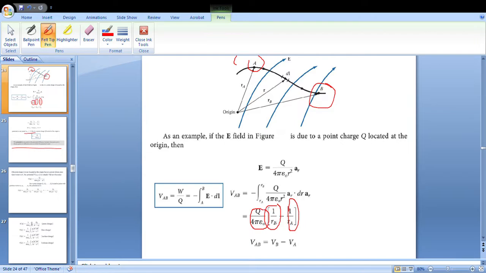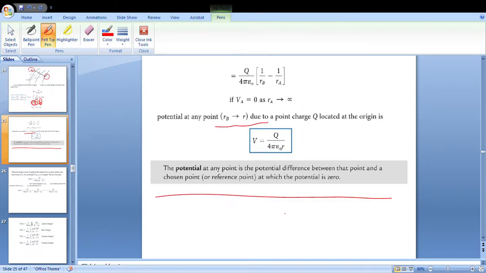Now here, how did we get the absolute potential? By taking this RA at infinity, right? So this RA at infinity is called the reference point. So how did we denote this equation? By taking the reference of RA at infinity. So that is what the statement says: the potential at any point is the potential difference between that point and a point chosen at which the potential is 0.